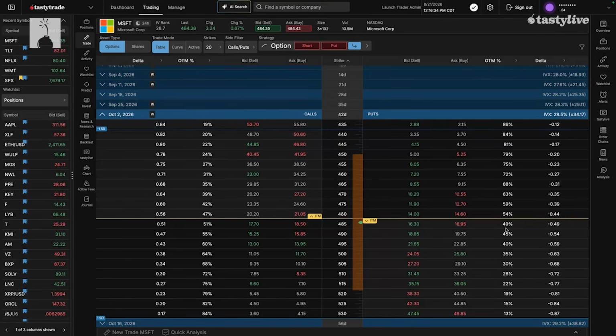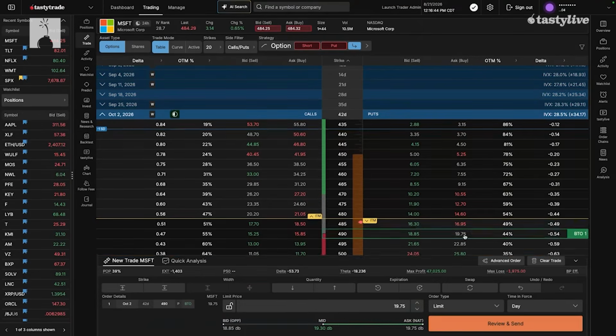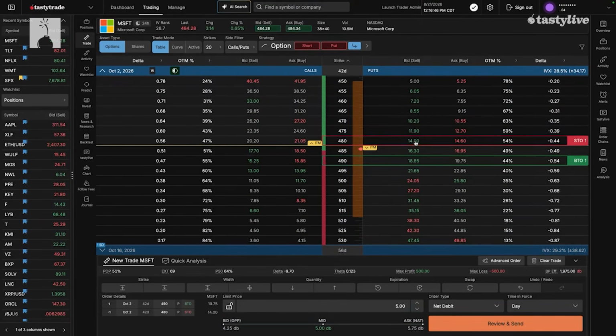Okay, I want to show you something here. Let's just buy a put spread. Let's assume we're bearish on this stock. I'm going to buy the 490 puts. I'm going to sell the 480 puts. And the delta here is negative 0.9. So it's bearish. Negative delta means it's bearish with 42 days to expiration.